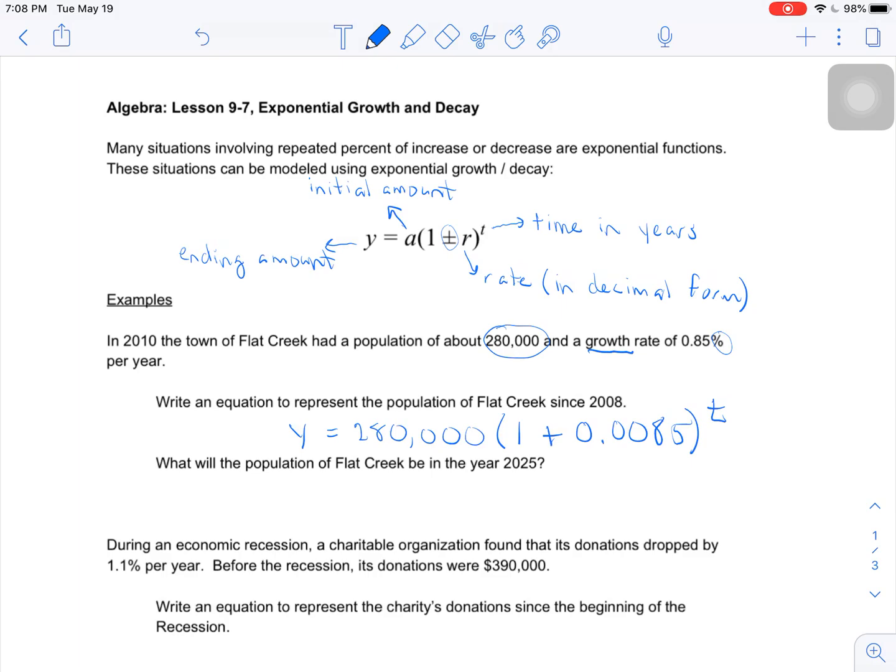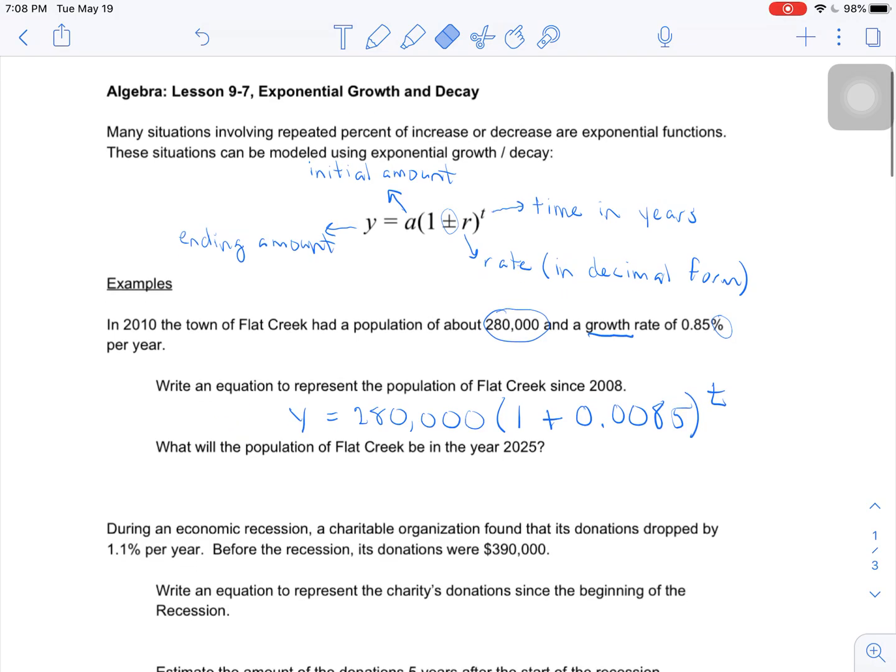So we can fill in any amount of time we want and get out the population after that amount of time. We're literally just using our outline. So we can use our equation to answer a question: what will the population of Flat Creek be in the year 2025? Well, 2008 is the starting year, so we need to figure out how many years since 2008 that would be. The fast way is to do 2025 minus 2008, which is 17 years. So 2025 is 17 years after 2008.